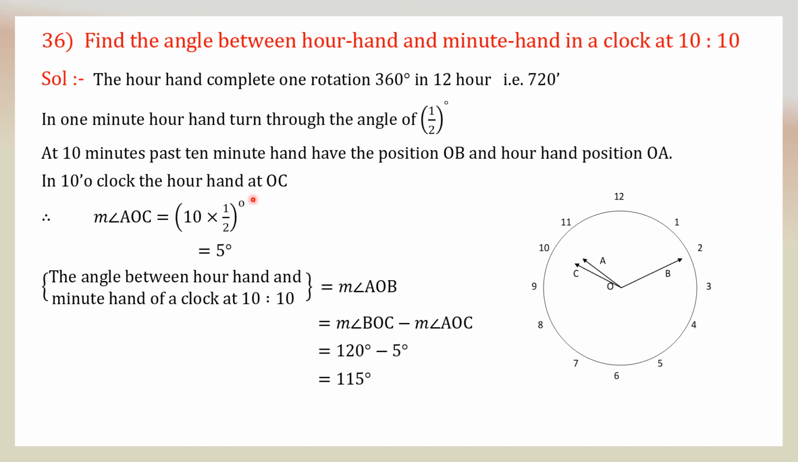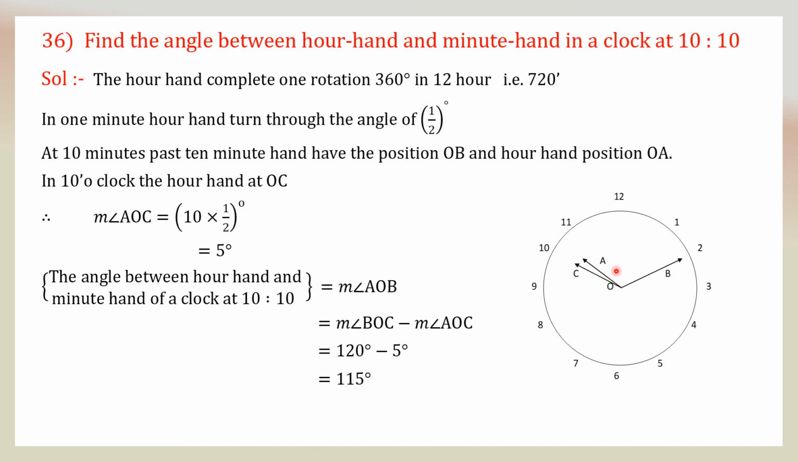At 10 o'clock the hour hand is at OC and the minute hand is at 12. Then the minute hand takes the position 2 and the hour hand takes the position OA at 10:10. Therefore, find the measure of angle AOC, the angle turned by the hour hand in 10 minutes. We know that the hour hand takes an angle of 1 by 2 degree in 1 minute. Therefore, in 10 minutes, 10 into 1 by 2 degree equals 5 degrees. That is the measure of angle AOC.